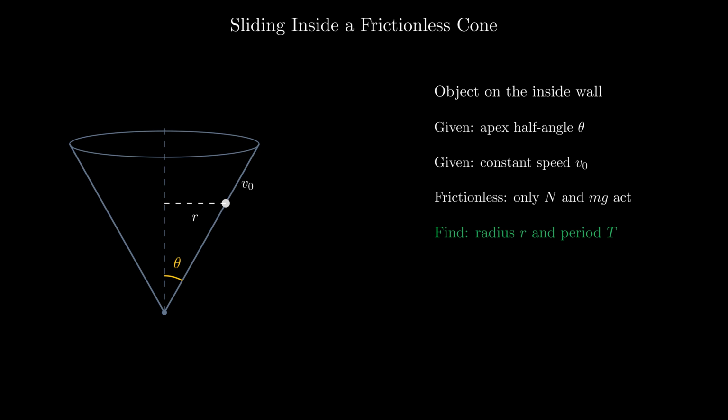Two forces act. Gravity, mg, pulls straight down. The wall pushes with a normal force, N, perpendicular to the surface, aimed inward and upward toward the axis. There's no friction, so those are the only two. Now resolve the normal force. Because the wall is tilted at the half angle theta, N splits into a horizontal part and a vertical part. The horizontal part, N cosine theta, points inward toward the center of the circle. The vertical part, N sine theta, points up.